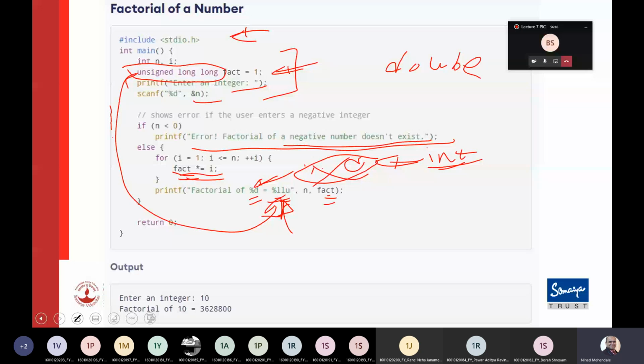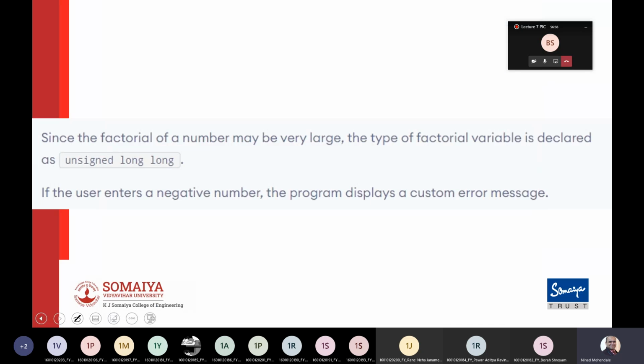Now, whatever number the user enters, like 10, you get the factorial for 10 and this number will be your output. There is only one condition which was missing, that if the user enters 0, but that can be easily satisfied with an if condition, because by default your fact was declared as 1. Since the factorial may be very, very large, the factorial variable is declared as unsigned long. That's the only reason. But double also supports a 32-byte length, which is 32 into 8 bits, which is good enough.